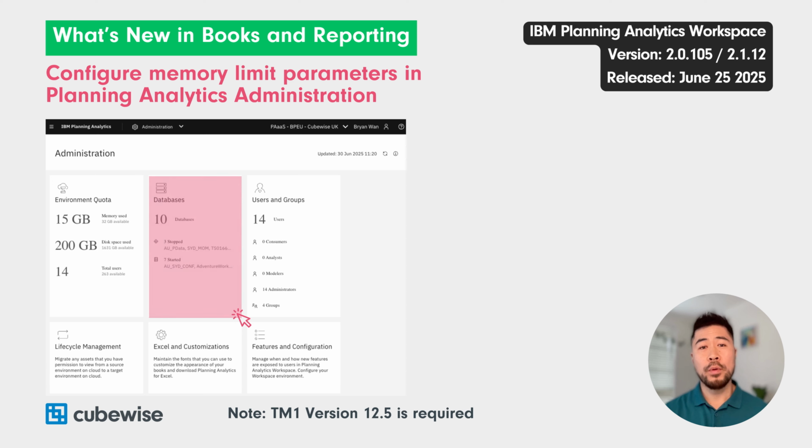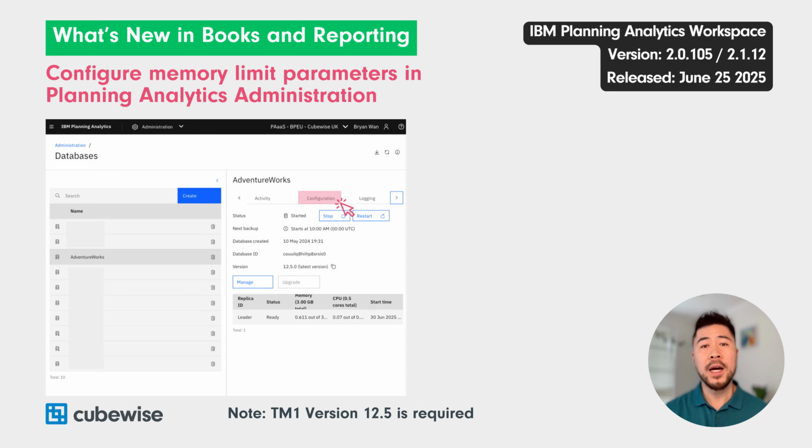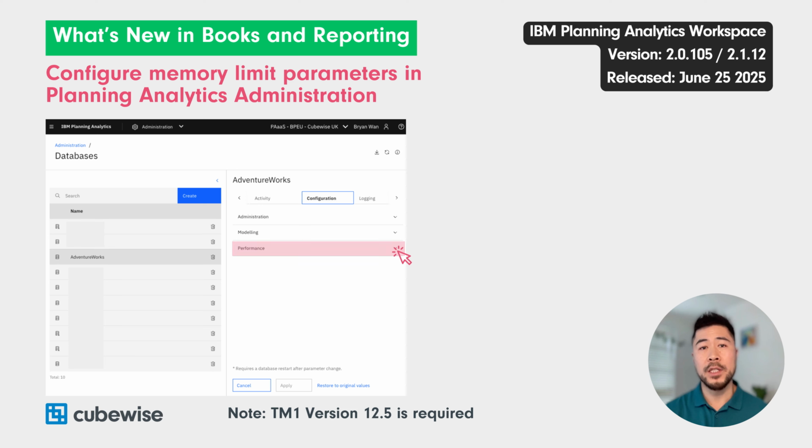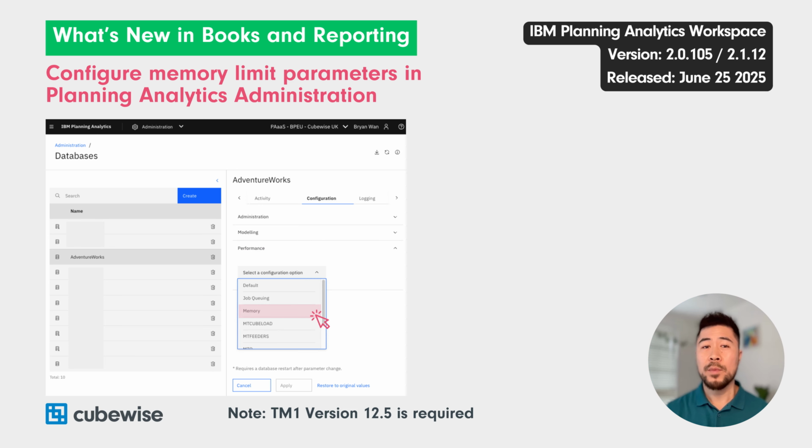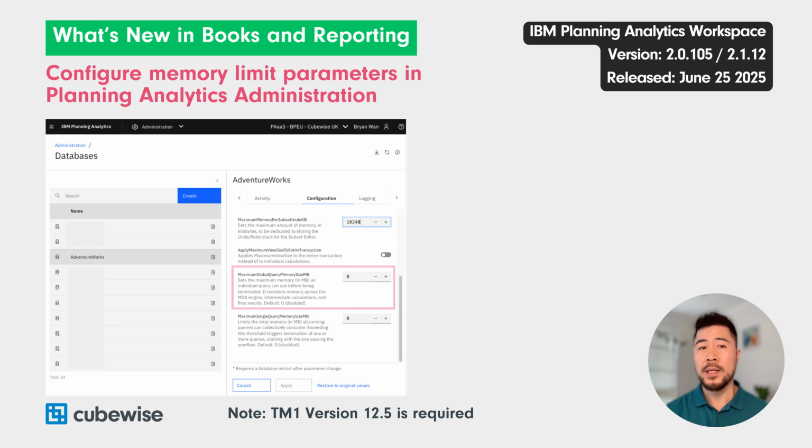Two memory control parameters for MDX queries are available in the Planning Analytics Administration interface. Maximum global query memory size MB sets the maximum memory that all concurrent MDX queries can use. If exceeded, queries are terminated. The default value is 0, which is disabled.